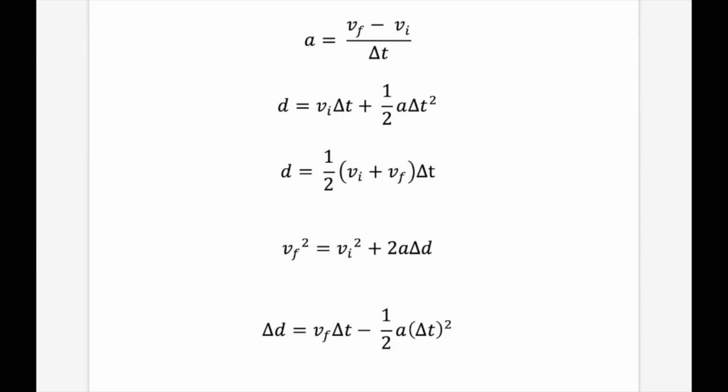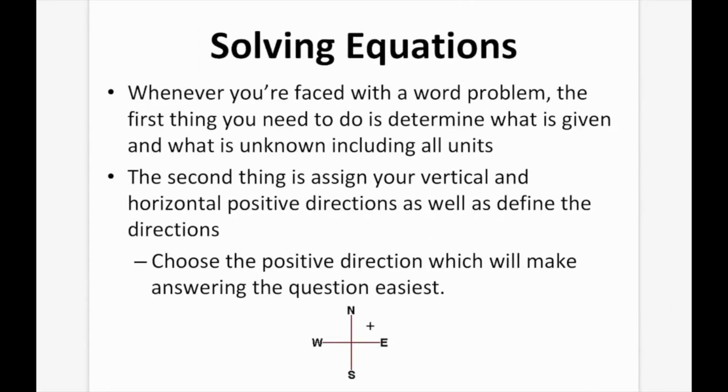Here they are. Solving equations. Whenever you're faced with a word problem, the first thing you need to do is determine what is given and what is unknown, including all the units. The second thing is you need to assign your vertical and horizontal positive directions, as well as define directions. Choose the positive direction which makes the most sense when answering the question.